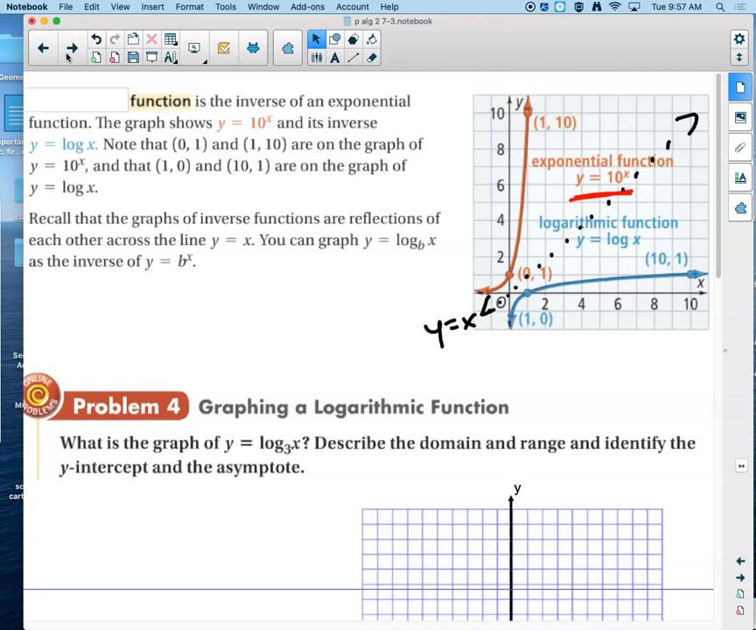So, a logarithmic function, as you write that in, I'll go mark the tardies for breakfast.